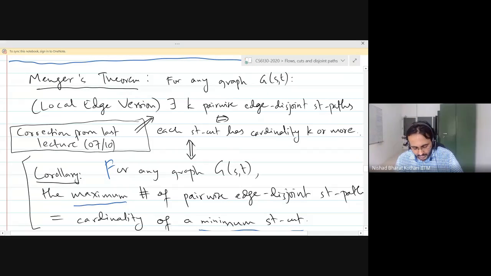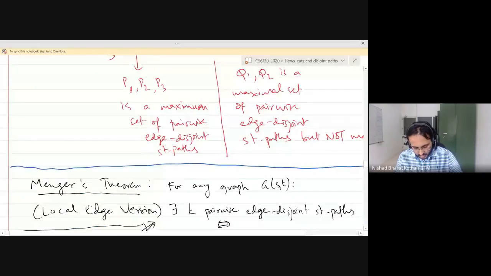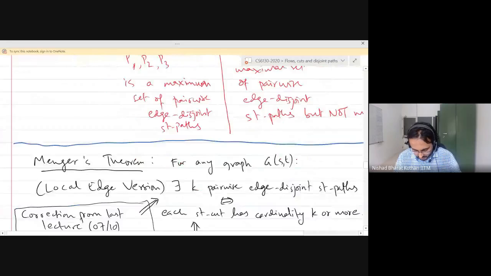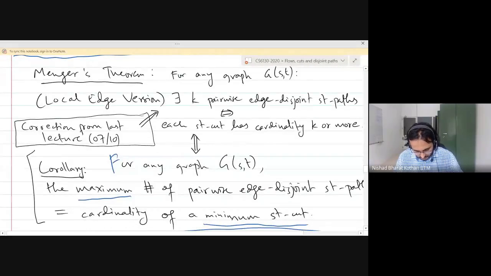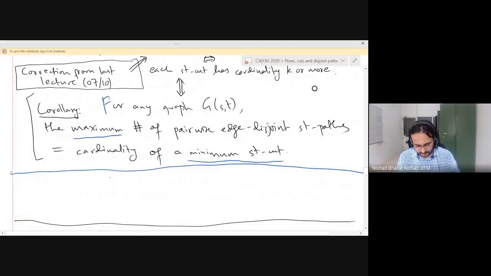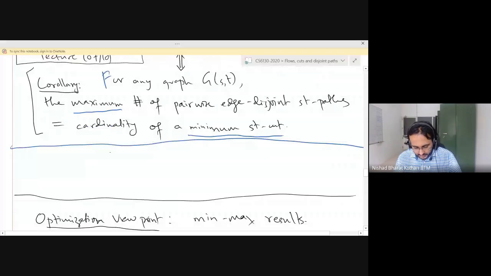Okay, and this you can verify quite easily is equivalent to the corollary that we stated, that the maximum number of pairwise edge disjoint st-paths is equal to the cardinality of the minimum st-cut. Okay. All right. So are there any questions regarding this?